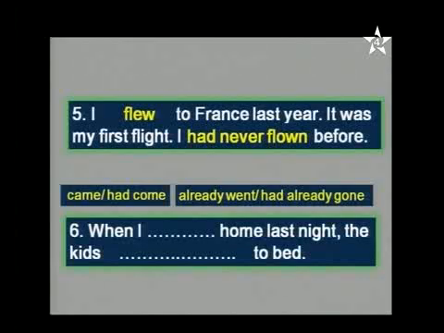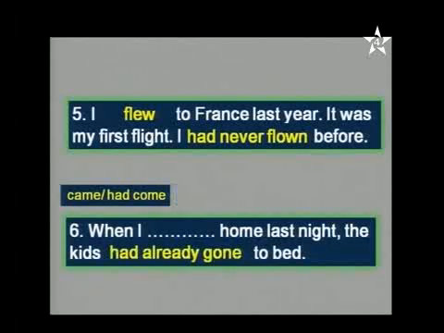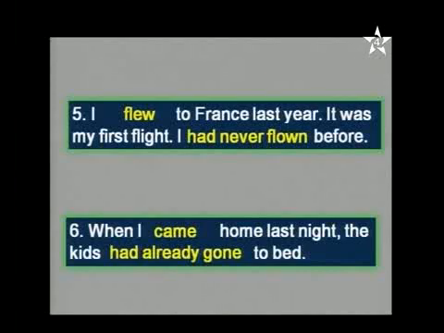What about number 6? Which is first and which is second? Of course, the first one is past perfect and the second one is simple past. So, of course, the kids went to bed and then I came in. So the first thing is the kids went to bed. So we say the kids had already gone to bed. And then I came in, or I came home. So the sentence is, when I came home last night, the kids had already gone to bed. Okay?